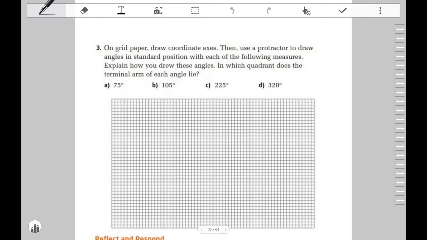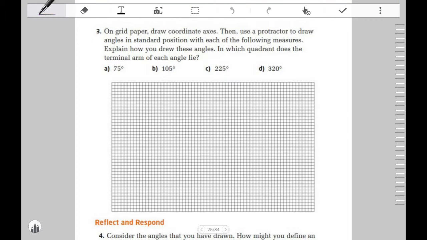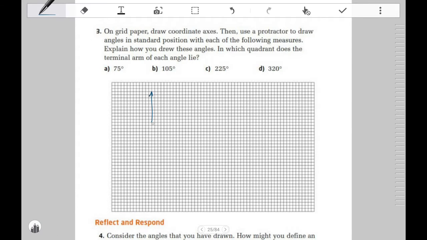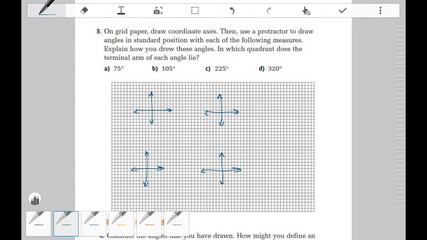Turning over. Part 3. All of these angles should be on some kind of grid. So you need to make some kind of grid. I'll make one here in blue. This will be for A. This will be for B. This will be for C, and this will be for D. I'll make the angle in green.